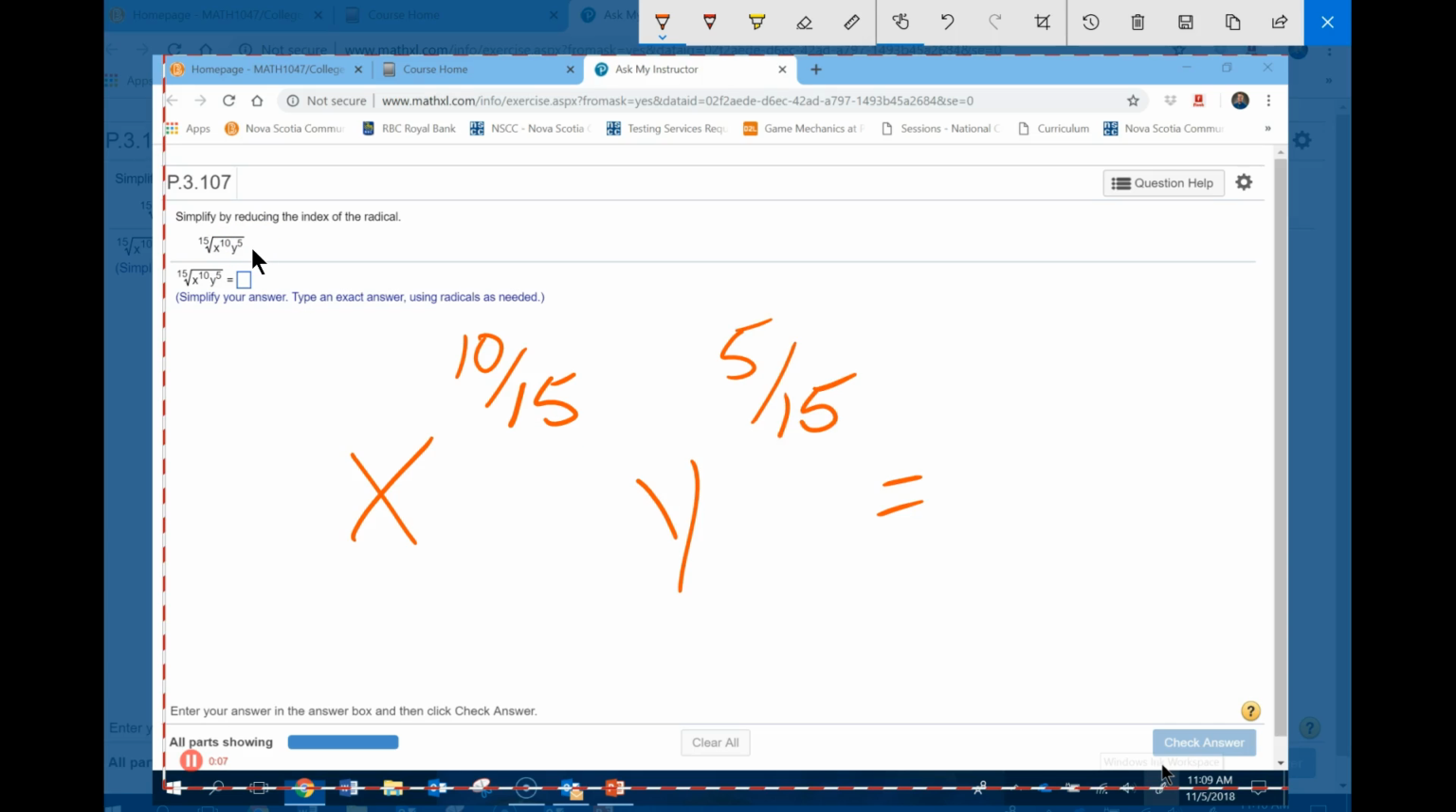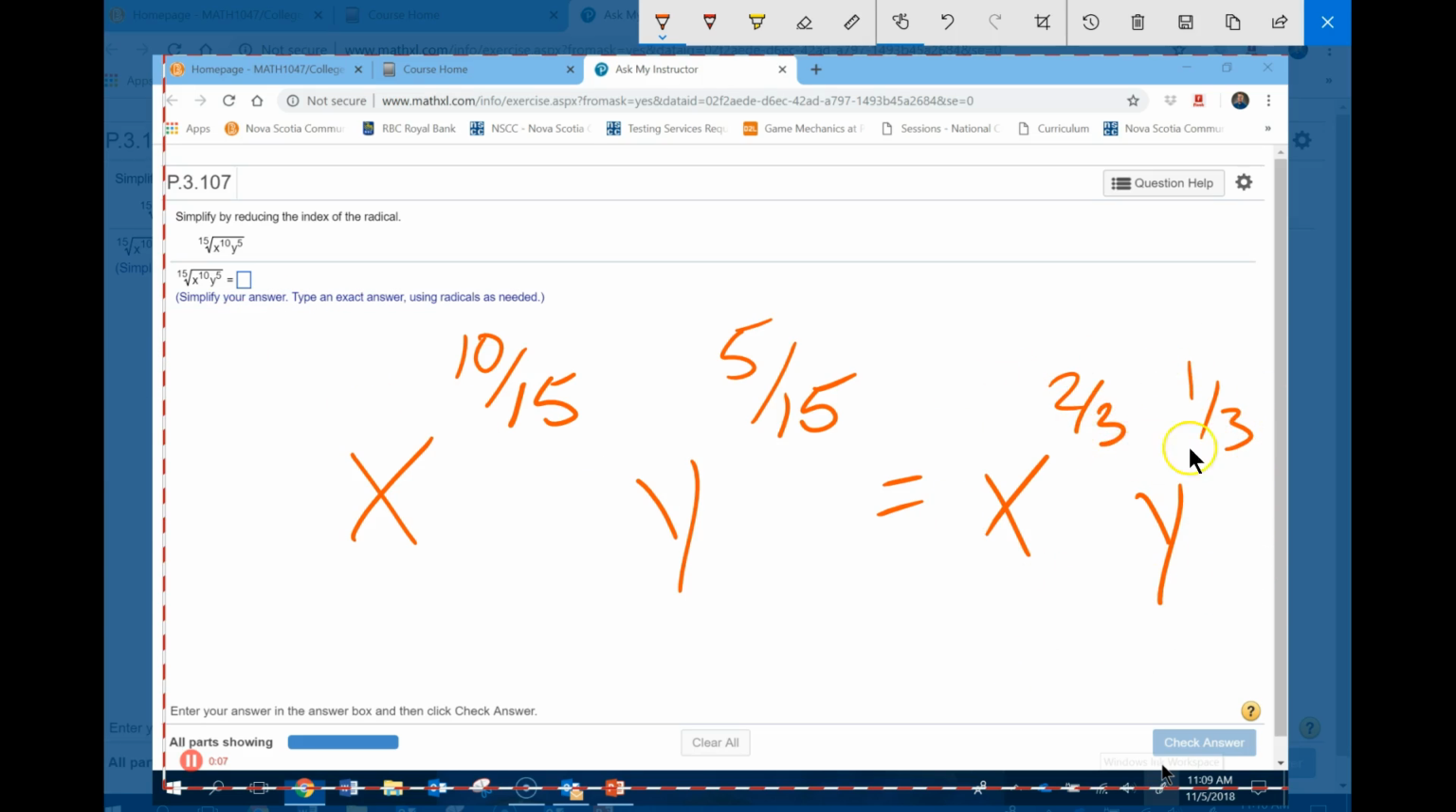And then basically we're just going to reduce those fractions. And that's what my math lab wants, to reduce the index of the radical. So by reducing these fractions, we are reducing the index of that radical. So x is going to be, what's that? We can go 2/3 there, dividing top and bottom by 5, right? So 2/3. And then y is going to be to the 1/3.